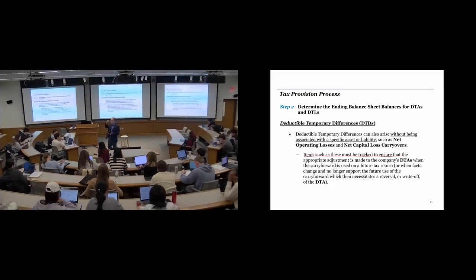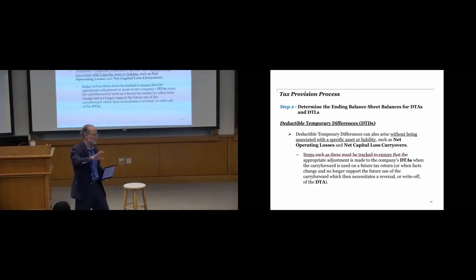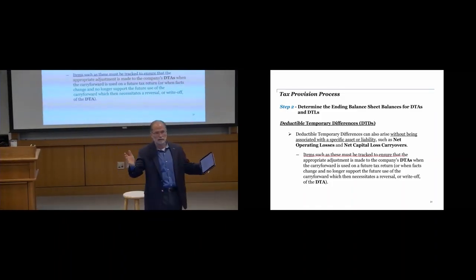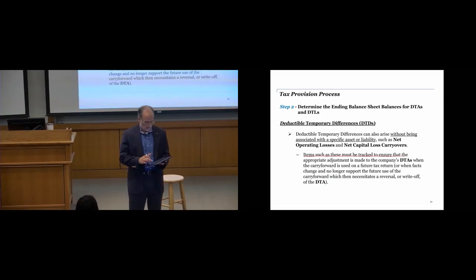So I look at the balance sheet for items that are on there and then I say, oh yeah, do I have any carry forward items as well? And I may have none because maybe it's a completely profitable company. But if I have losses or capital losses, then I may have deductible temporary differences.